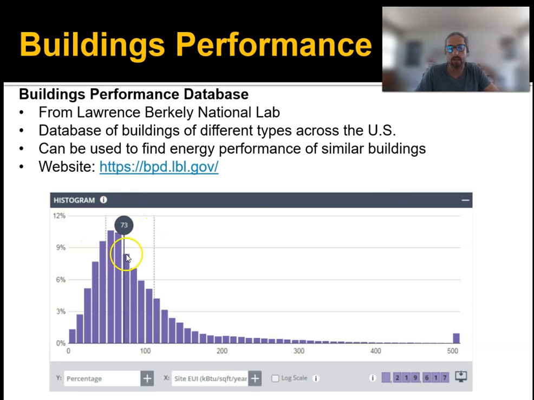But what this is showing is that the median EUI of whatever set of buildings this is, is 73 kBtu per square foot. So if my building had, say, 120 kBtu per square foot, I would know that I am using more energy than the average building. If I'm using, say, 50 kBtu per square foot, I know I'm using less than the typical building.